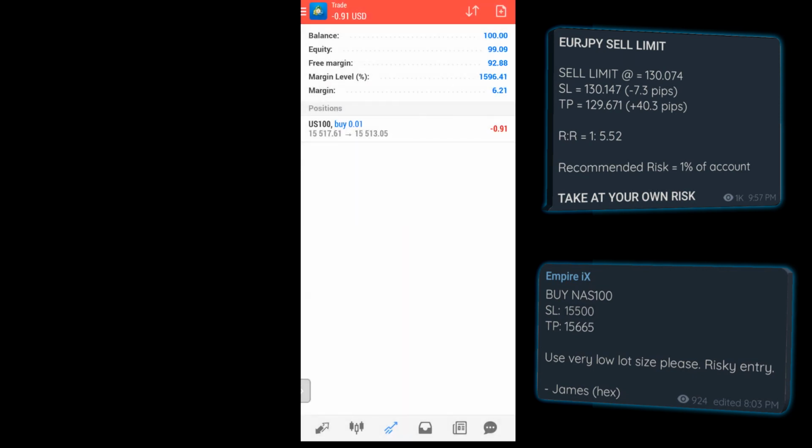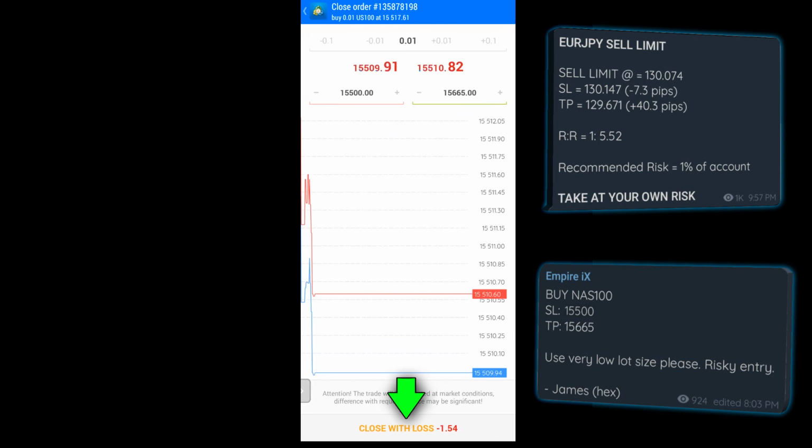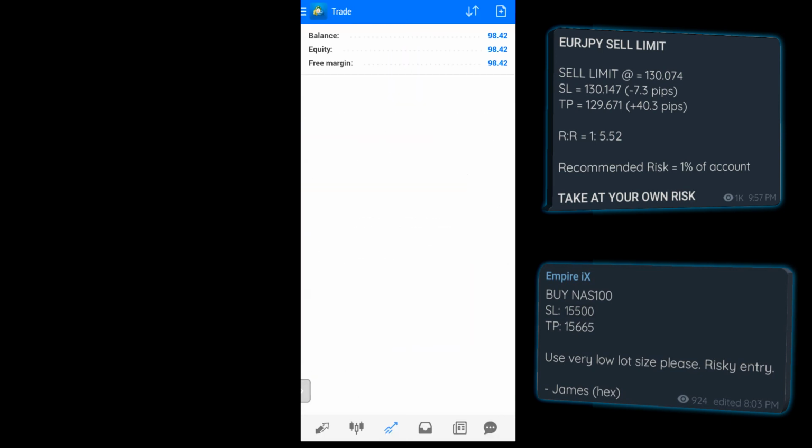We see our NAS 100. It's a buy, currently in deficit. This is an older signal, but if we wanted to close this out, we click the little check mark. It brings up this page, and we can click close with loss to stop the trade and close it out. So once again, guys, that is how you take a trade here on MetaTrader 4, and more specifically, how to take a signal.